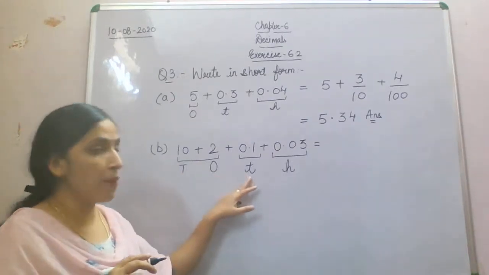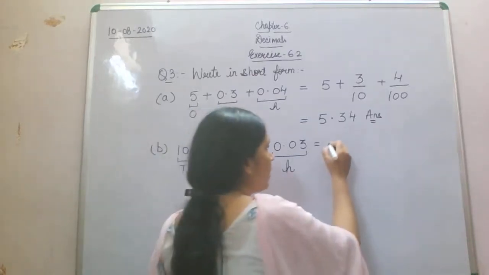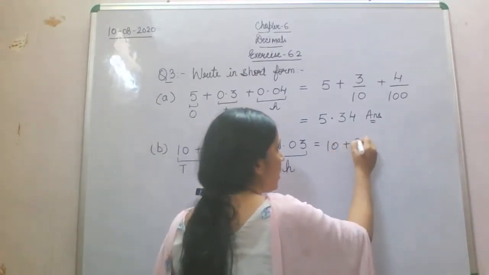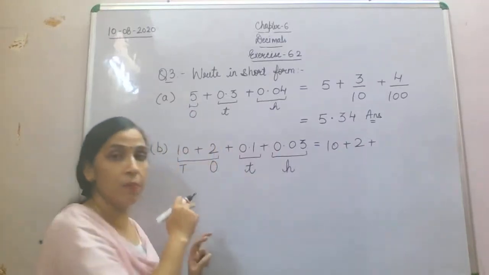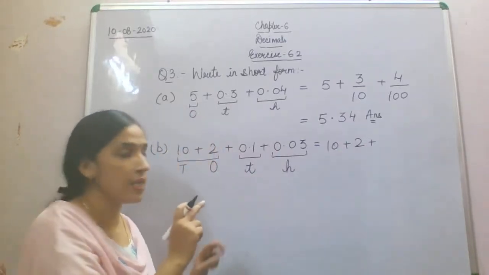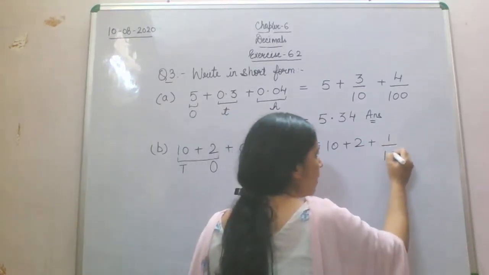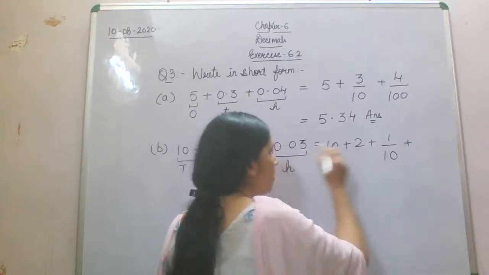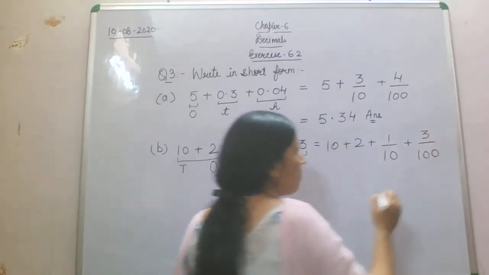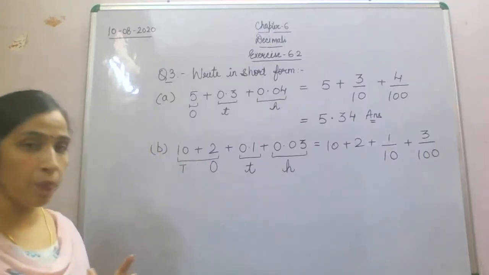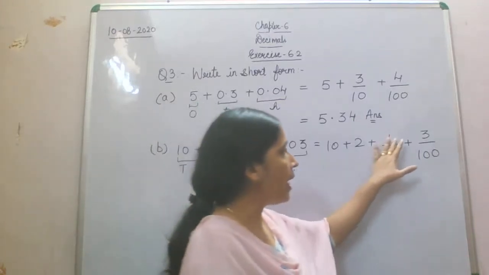Now this tenths place will be written in the form of a fraction so that it will be easy to represent. Now 10 plus 2, this whole number we will write down as it is, and then we will come to this tenths place, that will become 1 by 10 plus this will become 3 by 100. Fine. So I hope that 2 decimal places will be clear, 1 and 3.